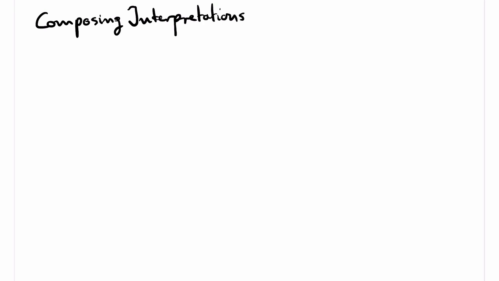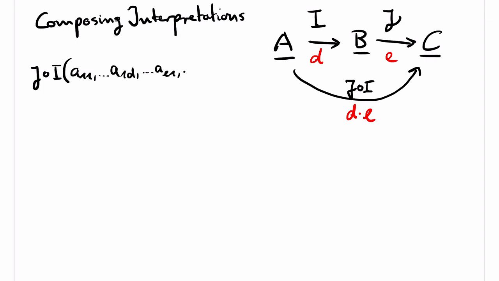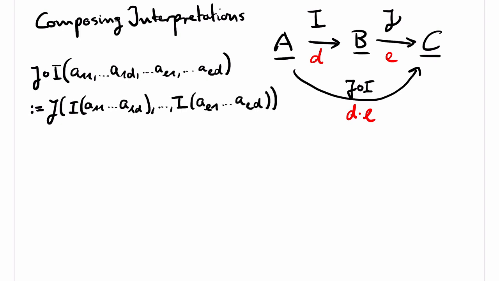Interpretations can be composed. If C has an interpretation in B and B has an interpretation in A, then C also has an interpretation in A. If J is an e-dimensional interpretation of C in B and I is a d-dimensional interpretation of B in A, then we obtain a d times e-dimensional interpretation of C in A by composing the maps of the interpretations in the obvious way. We first apply I to d tuples of arguments, and then apply J to the resulting e-tuple.